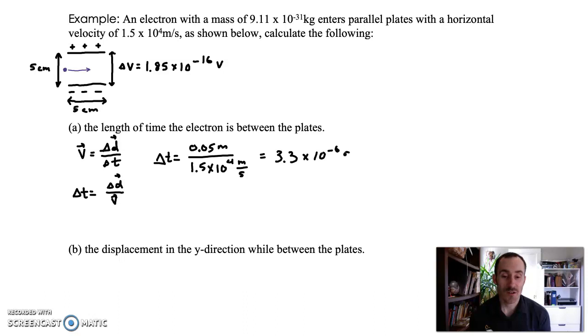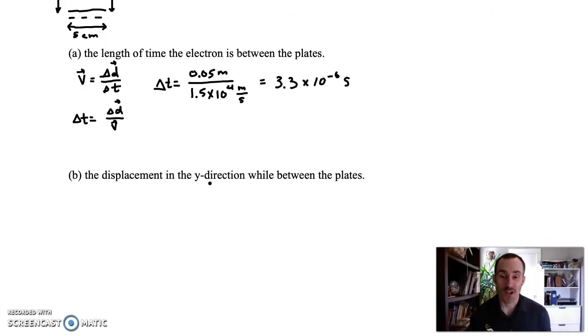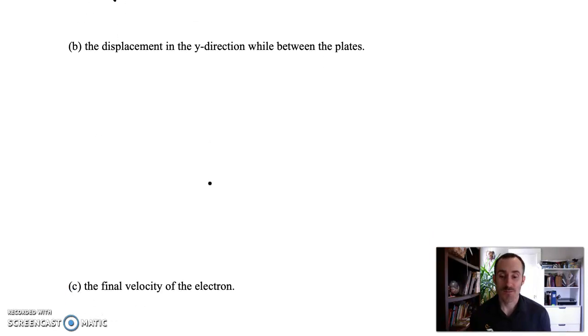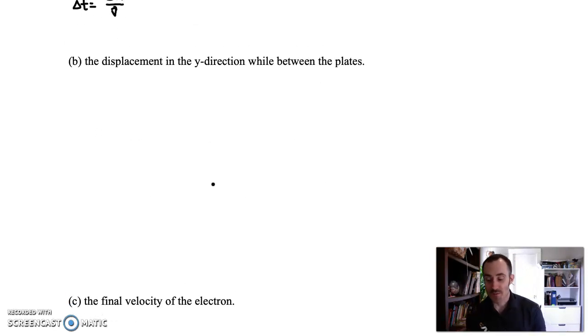It's only between those plates for a very tiny amount of time, so it's probably not going to change distance or change vertical position a whole lot unless that field is massively strong. And since this is only one electron, it has a tiny amount of charge, we can expect a very little difference in vertical position. Okay, so we're going to now look for the displacement in the y direction while between the plates.